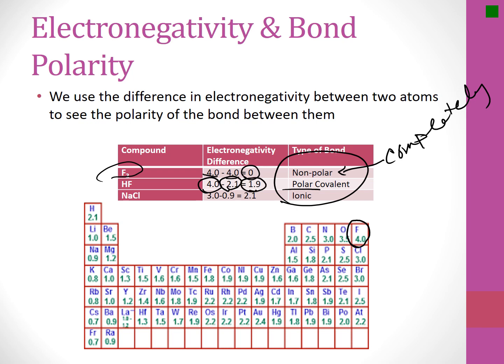HF. So H's value is 2.1, F's value is 4.0, so your difference is 1.9. That falls under the polar covalent range. And then if you look at NaCl, we've got a difference of 3.0 to 0.9, which is a difference of 2.1, which makes it ionic.